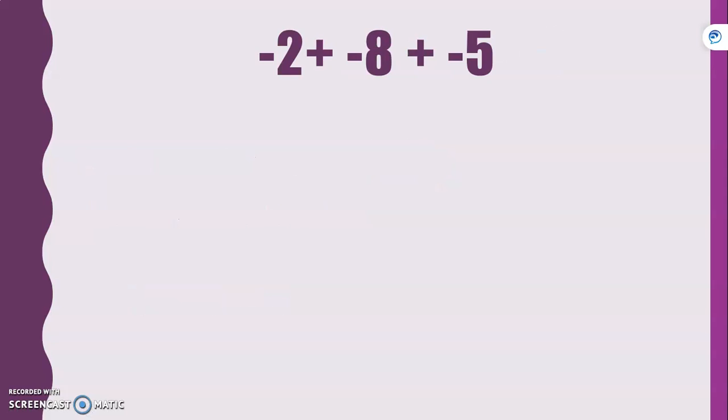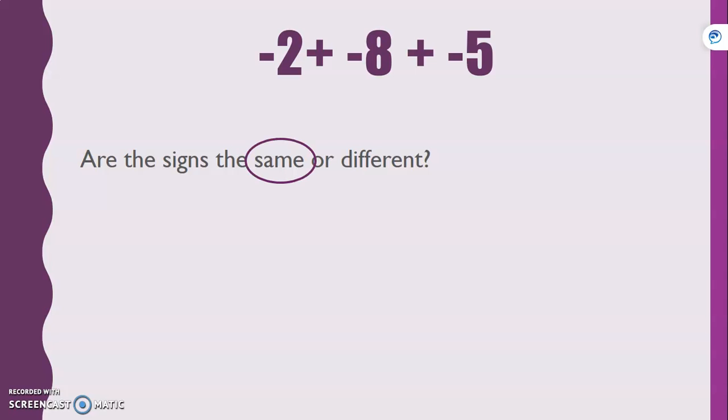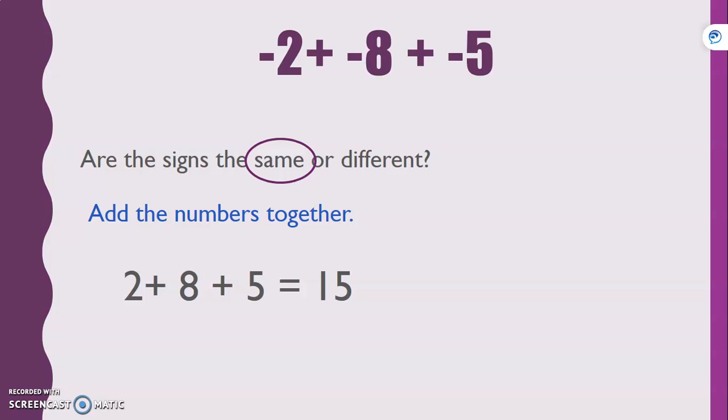Negative 2 plus negative 8 plus negative 5. Are the signs the same or different? They're the same. So I'm just going to add the numbers together. 2 plus 8 plus 5 is 15. And since they are all negative, it just stays negative. So my solution is negative 15.